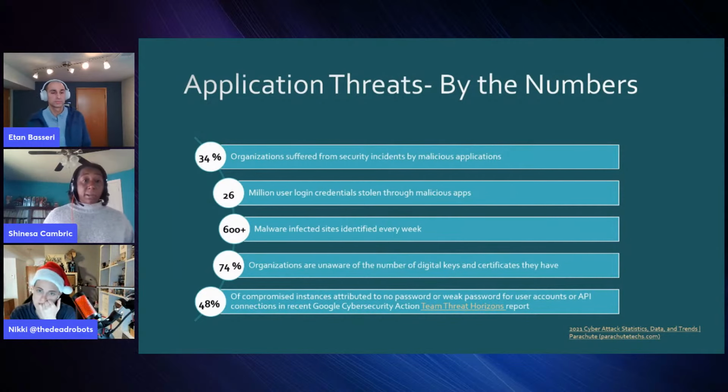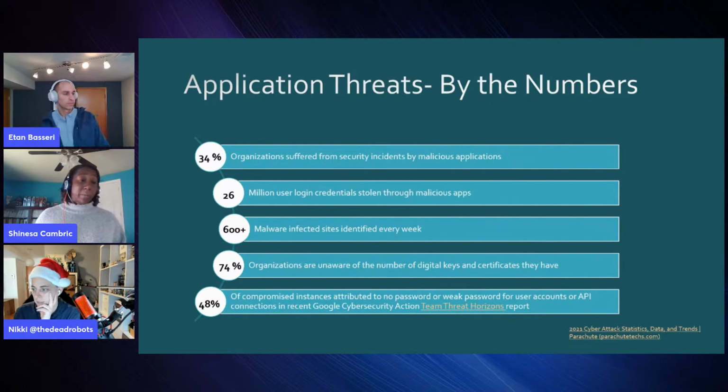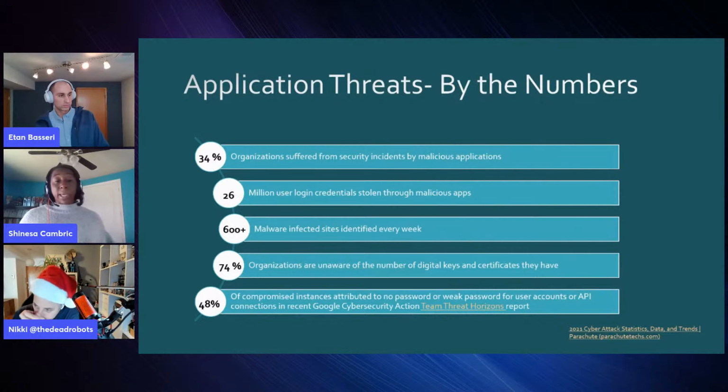One of the interesting statistics here is that 34% of organizations suffered from security incidents by malicious applications. So as of our weekend activities, I expect this to go up, and hopefully everybody knows what I'm referring to there. And then another interesting statistic is that 26 million user login credentials have been stolen through malicious apps. So I think it's really important that we not only look at the privileges that we're assigning individual users, but also the privileges that we assign to applications. And how do we monitor and detect anomalous behavior for those apps?